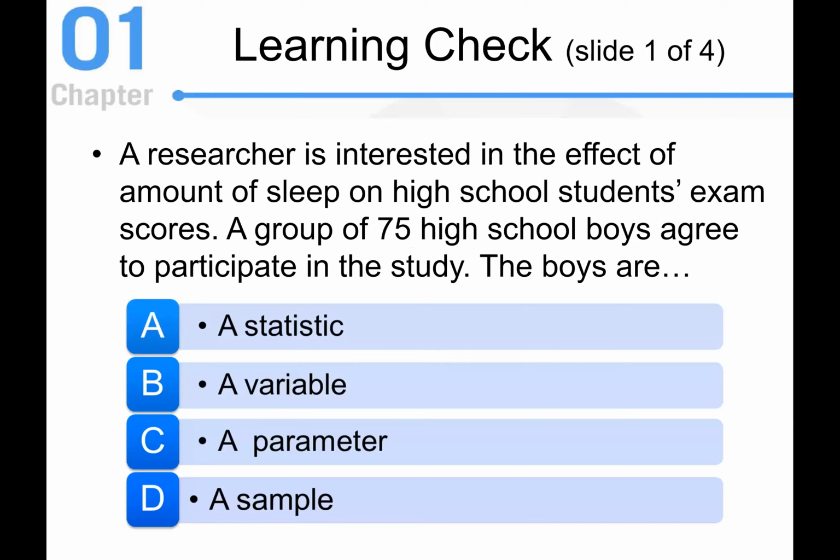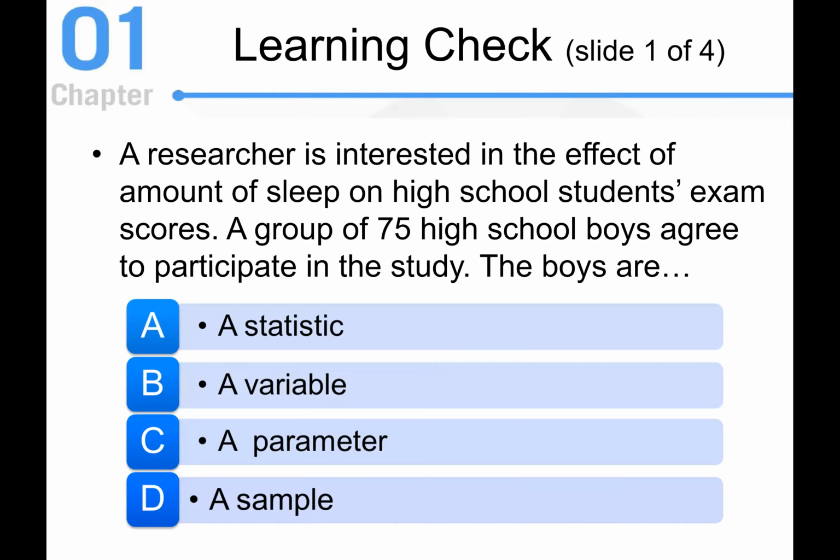All right, so some questions. It's a learning check. I'm going to do these throughout the semester. A researcher is interested in the effect of the amount of sleep on high school students' exam scores. A group of 75 high school boys agree to participate in the study. The boys are: A, a statistic; B, a variable; C, a parameter; or D, a sample.